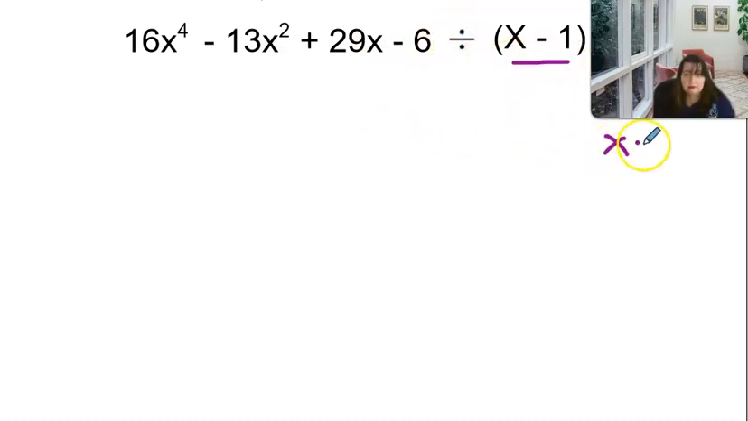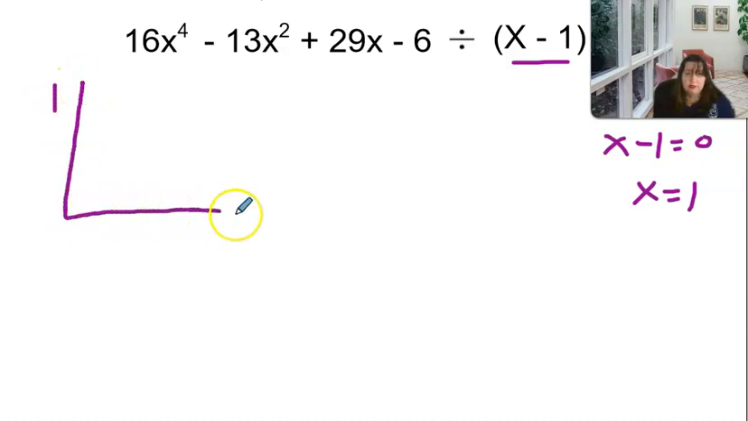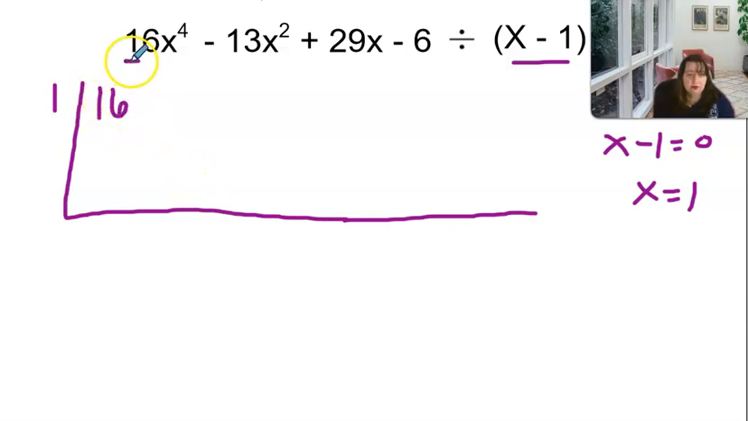I still took x minus 1 equals 0, and I end up with x equals 1. So I'm still going to use a 1, a pretty simple number. I'm just trying to show you the procedure, so that made it easier for me. So 16 is my first one. I'm going to write that.